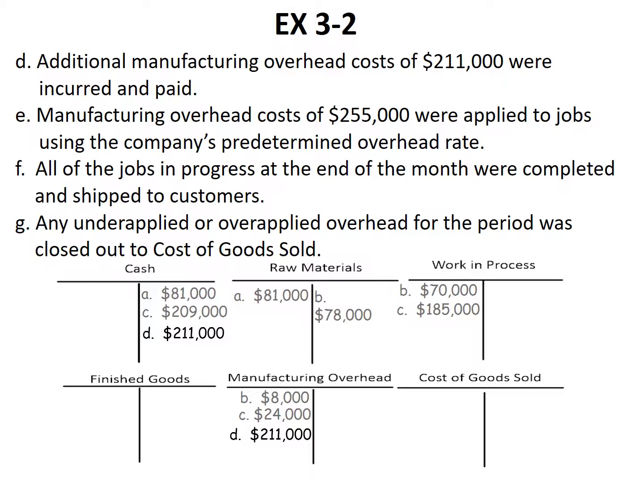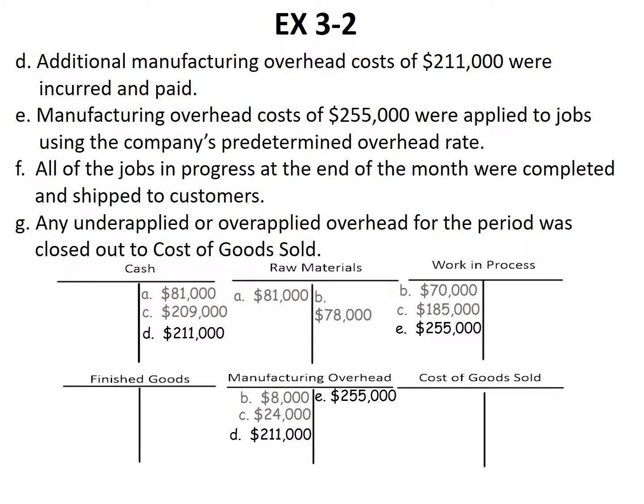Okay, let's take a look at transaction E. Manufacturing overhead costs of $255,000 were applied to jobs using the company's predetermined overhead rate. So we're going to debit work in process $255,000 and credit it to manufacturing overhead.